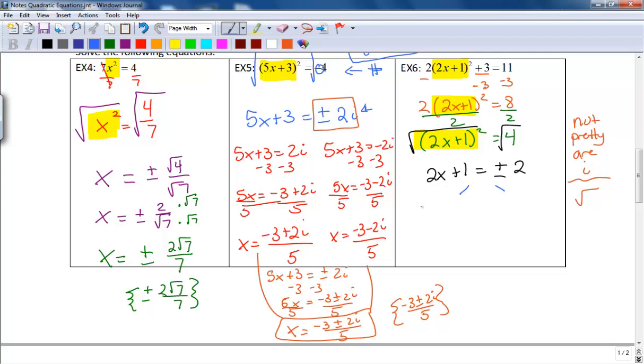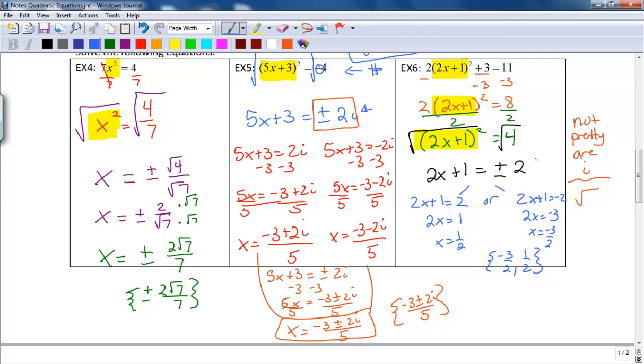Again, my two equations are going to be 2x plus 1 equals a positive 2, and the other one's going to be 2x plus 1 equals negative 2. And now I need to solve both of these. Well, here I get 2x is equal to 1, and then x is equal to a half. On the right, I get 2x is equal to negative 3, and then x is equal to negative 3 halves. So my solution set here is negative 3 halves and 1 half.